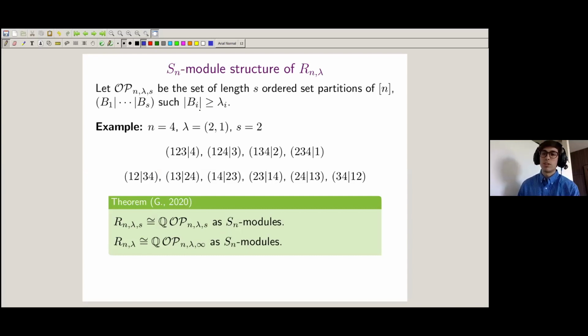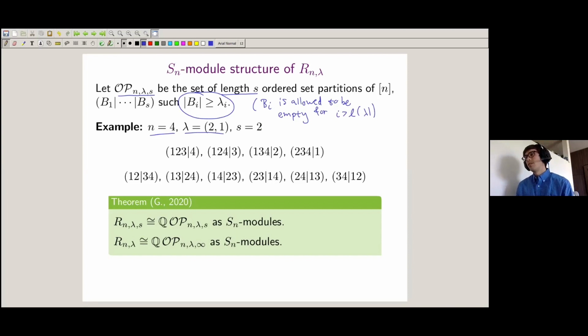And the symmetric group module structure of R_{n,lambda} also has a nice interpretation. So I'll let OP_{n,lambda,s} be a certain set of ordered set partitions. We'll let them be length s, so s many blocks, but such that the size of the ith block is at least lambda_i. And so for this case of n equals 4, and lambda is 2, 1, yes, empty blocks are allowed. So b_i is allowed to be empty for i greater than the length of the partition. So that's also a bit different.